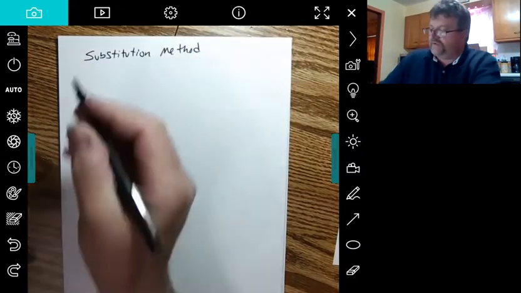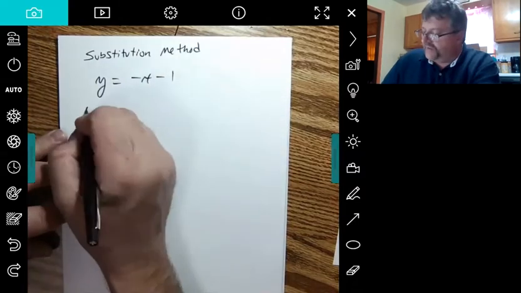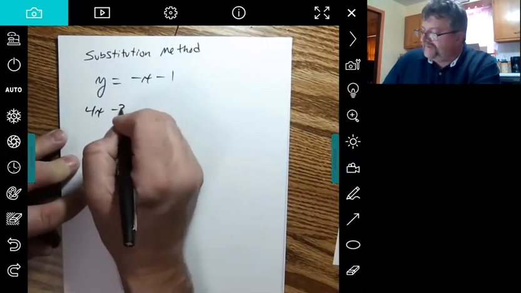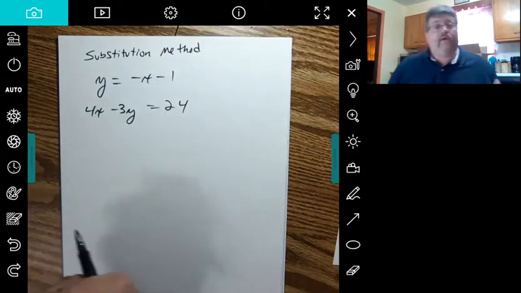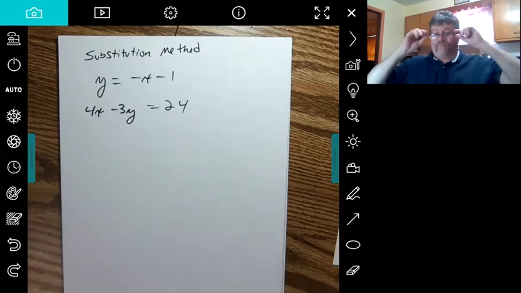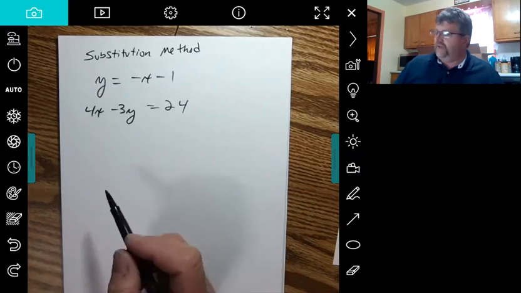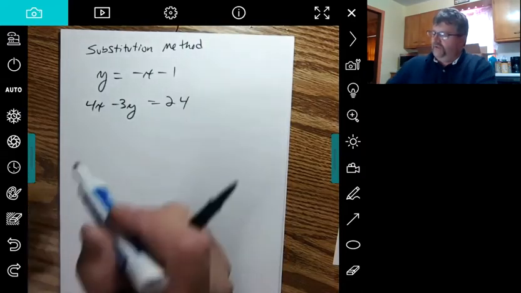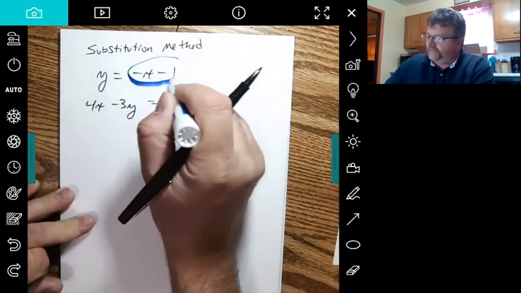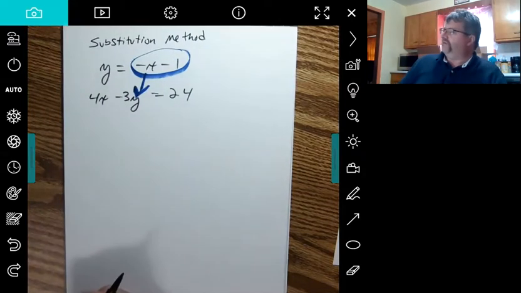Okay, so we're going to have two equations. Here's the first one: y equals negative x minus 1. Here's the second one: 4x minus 3y equals 24. What we do here is we substitute information from one equation into the other. Well, the first equation tells us y equals all this stuff here, negative x minus 1. So I'm going to take all this stuff, and I'm going to put it down in the other equation anywhere that I see a y, because that's what y is. Y is negative x minus 1.